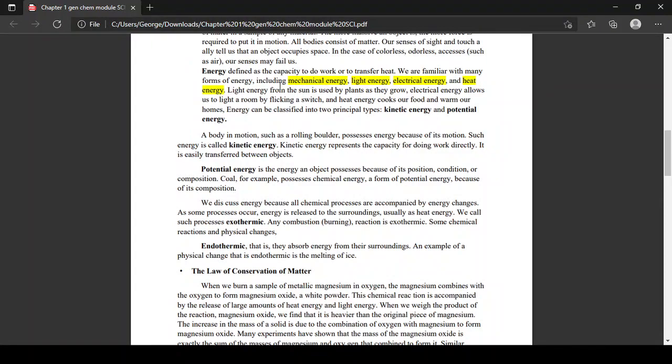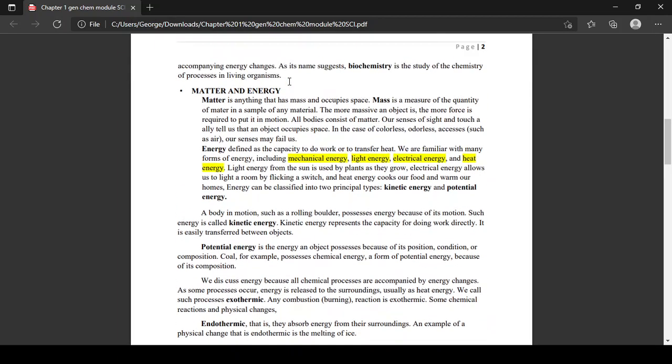Energy, kids, is defined as the capacity to do work or to transfer heat. Again, energy is defined as the capacity to do work or to transfer heat. Have you noticed, kids, in science experiments, the hamster that runs has a wire. The hamster runs in a circle, a wheel that it runs on. Then there is a wire going to a light, and the light turns on. Kids, because the hamster or the mouse is producing energy. Because energy, kids, is defined as the capacity to do work or to transfer heat.